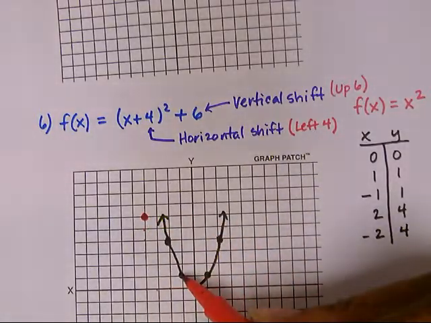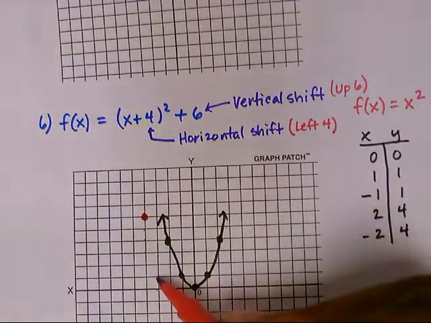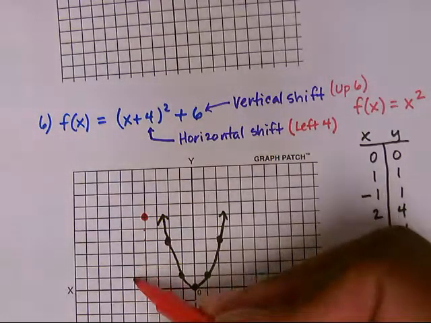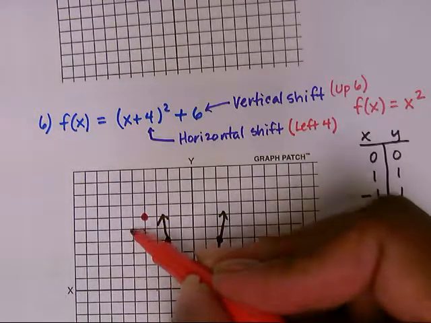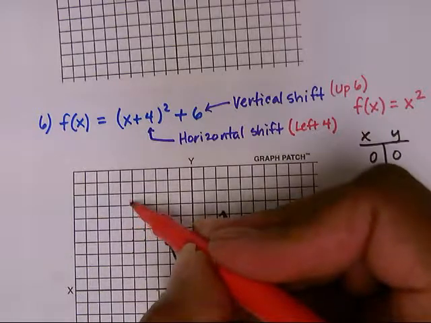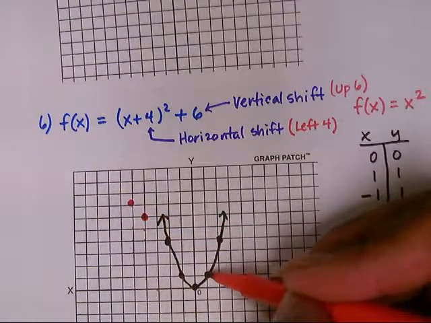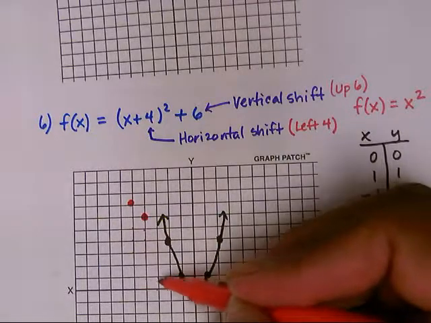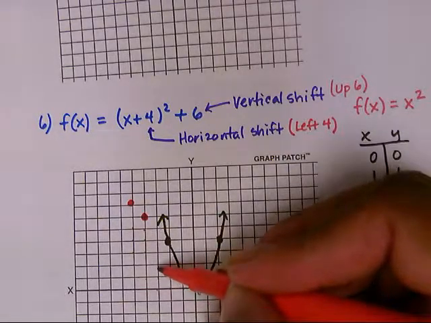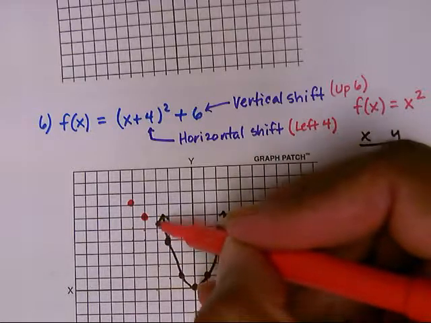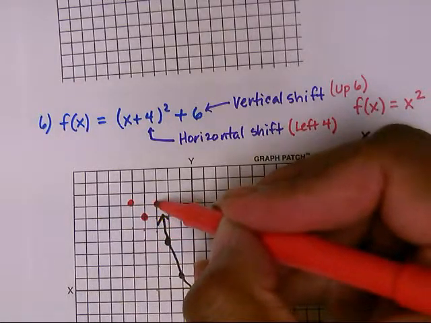And then for negative 1, 1, I'm going to go to the left 1, 2, 3, 4, and up 1, 2, 3, 4, 5, 6. And for this point 1, 1, I'm going to go to the left 1, 2, 3, 4, and then up 1, 2, 3, 4, 5, 6.